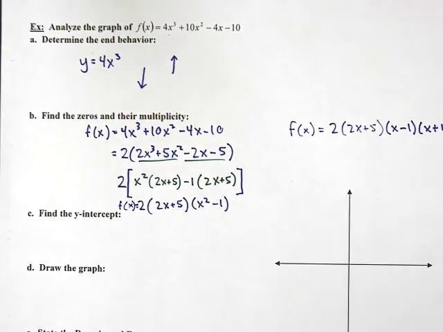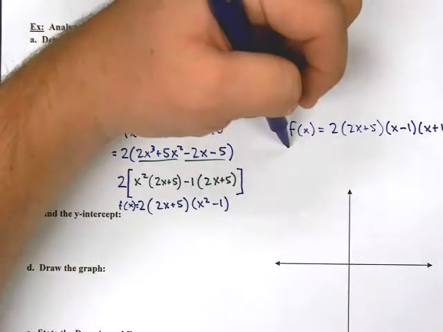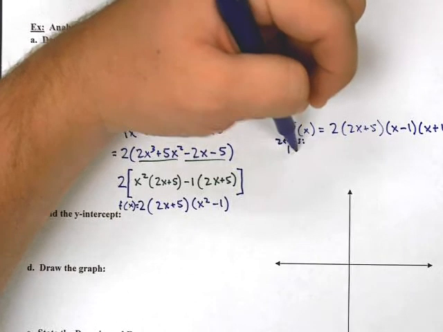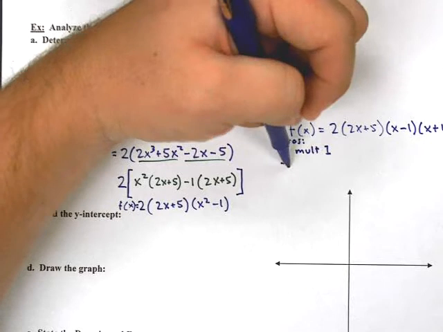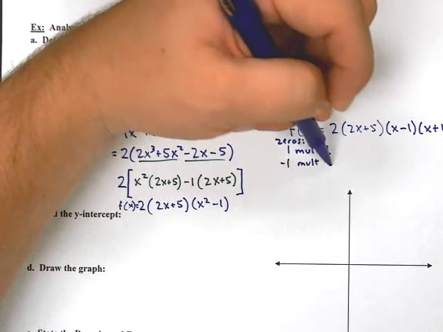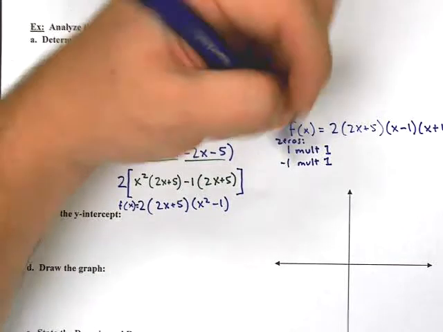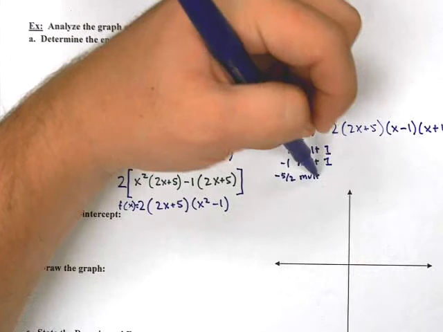Okay? Sweet. All right, so we now can get our zeros. Sorry, let me make this list better. Zeros. I have a 0 at 1 with multiplicity of 1. I have a 0 at negative 1 with multiplicity of 1. I also have a 0 at negative 5 halves, which also has a multiplicity of 1.